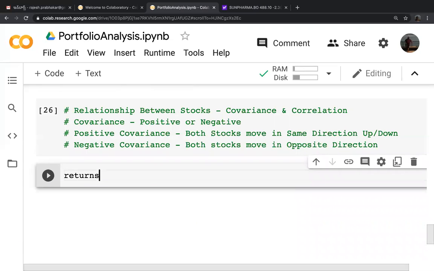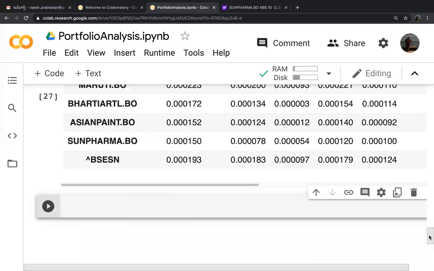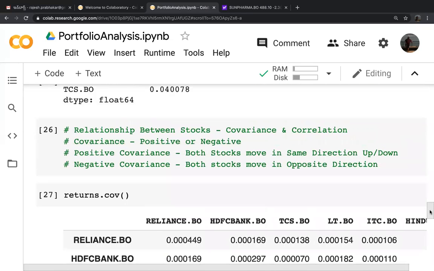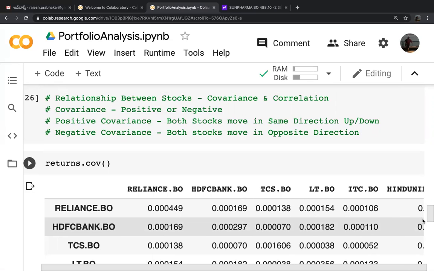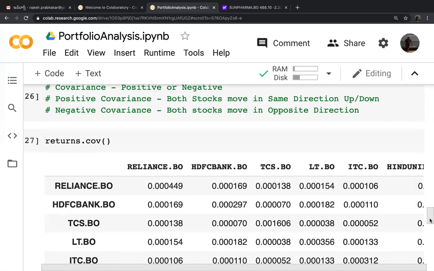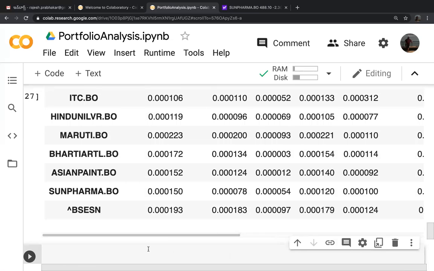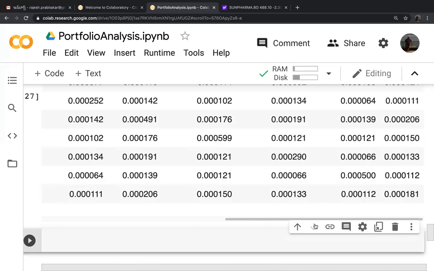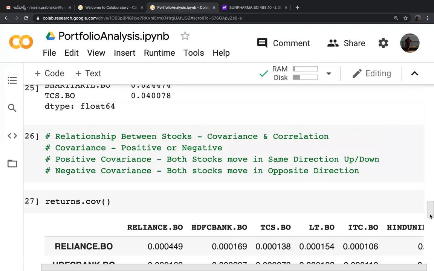returns.cov(). We got the covariance matrix, the values. And if you look at returns covariance, all of them are positive, right? Do you see any negative values here? Just let me scroll. I don't think any negative values are there because, of course, everything is linked to Sensex, so they will always be positive. returns.cov(), cov is for covariance.